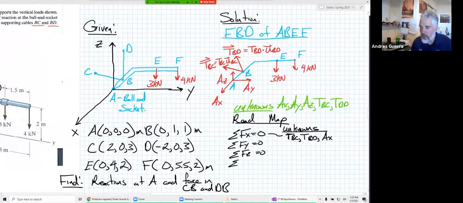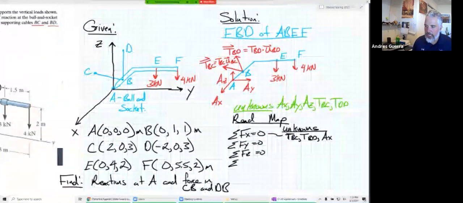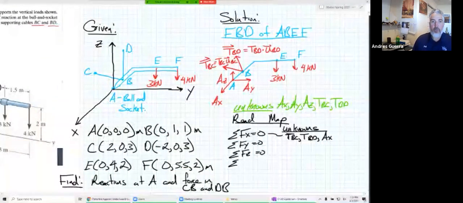Now let me go to John's question. If it's a ball and socket, do we know that AX, AY, and AZ are all 0? No, because we know like this ball, right? That we basically have, right?